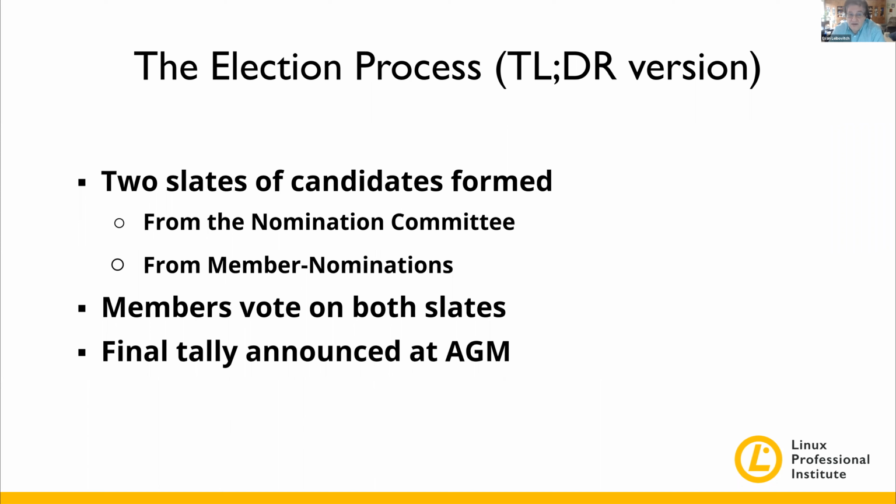So the election process, there's significant amounts of documentation about it. There'll be web pages on the LPI site that you'll be able to go to. So the very, very summary version of this is that come the election time, every member of LPI is going to be presented with a ballot. That ballot is going to have two slates of candidates. One slate is going to be produced by a nomination committee. And that nomination committee is going to receive applications, vet them, and present them to the membership.